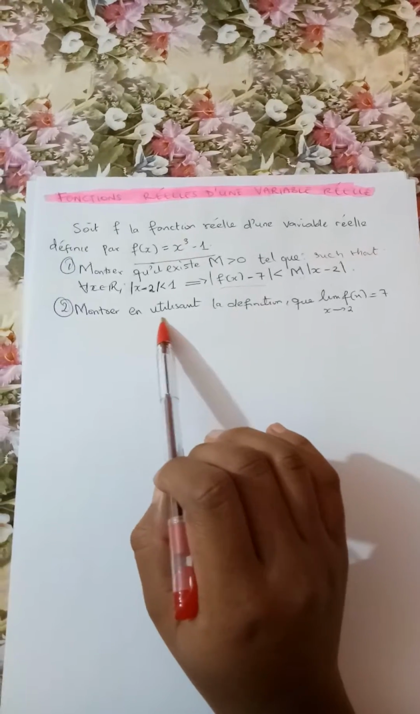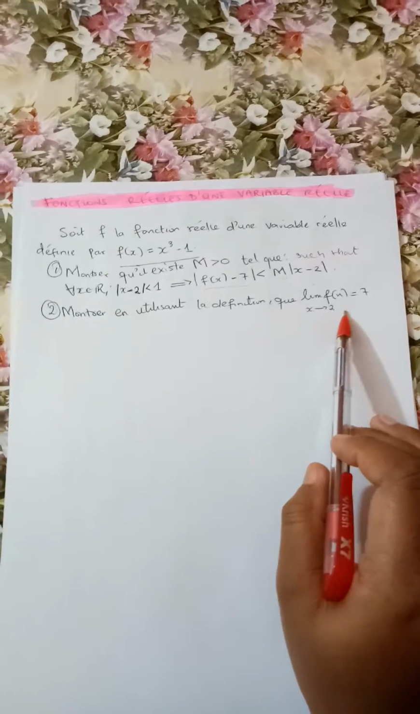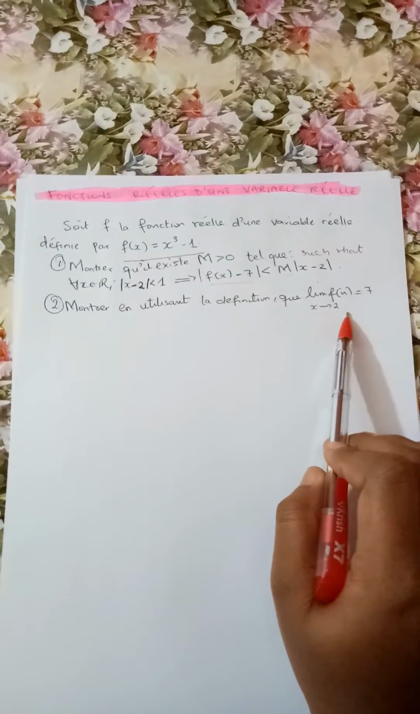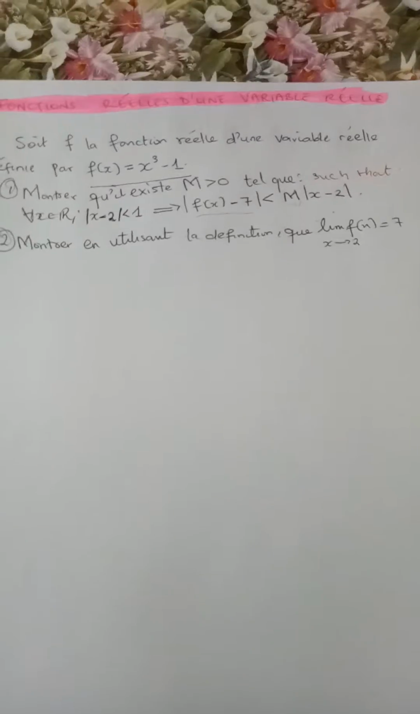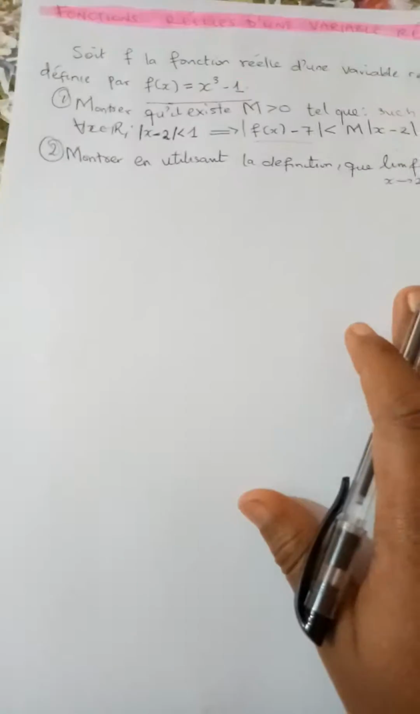What do we have? We say montrer en utilisant la définition, that's the second part of the question, that the limit of f of x is equal to 7 when x tend vers 2. So we're going to start with our solution.